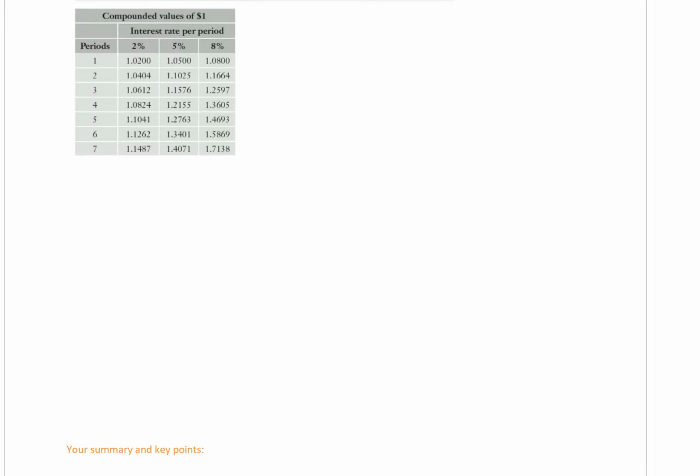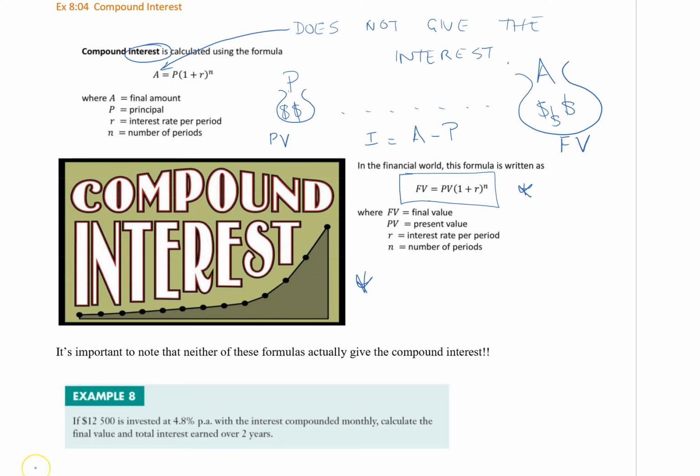Don't forget depreciation. You may see questions where they refer to depreciation, and that's how much an item has depreciated or decreased in value, and you can work out its future value: its future value is its present value times 1 minus the rate to the n.